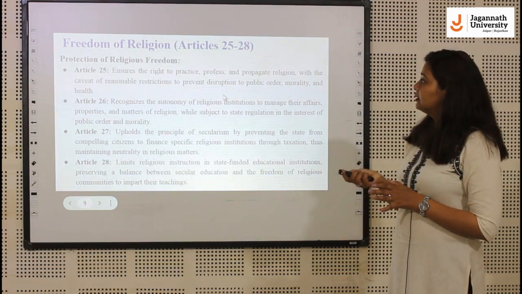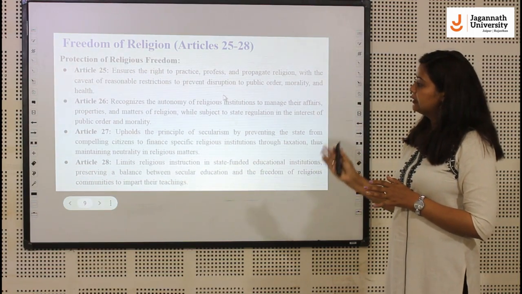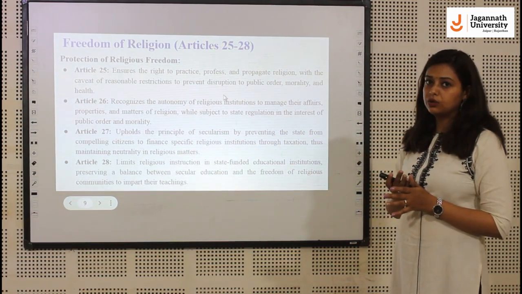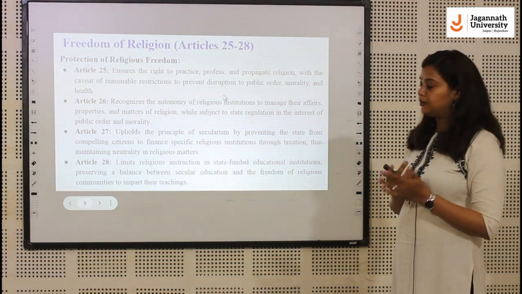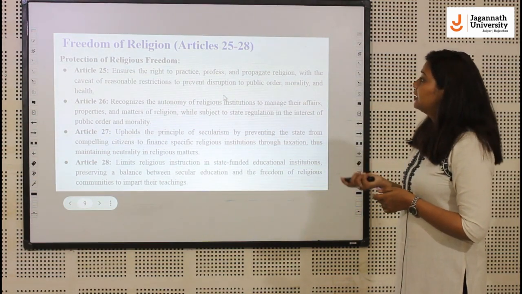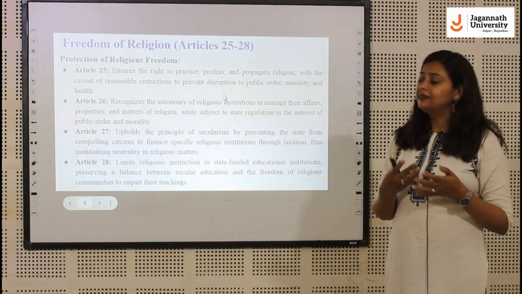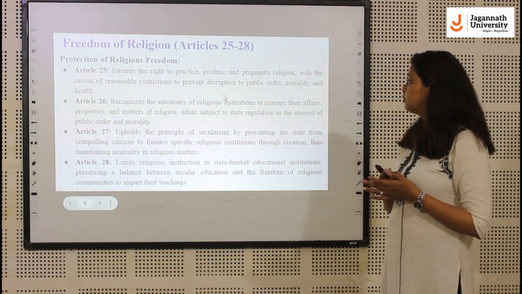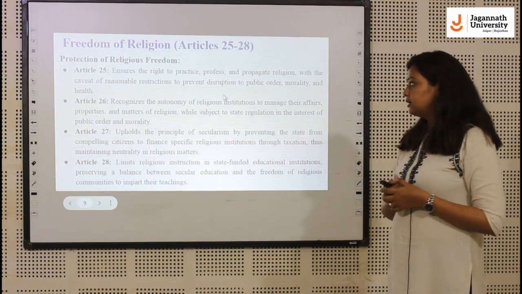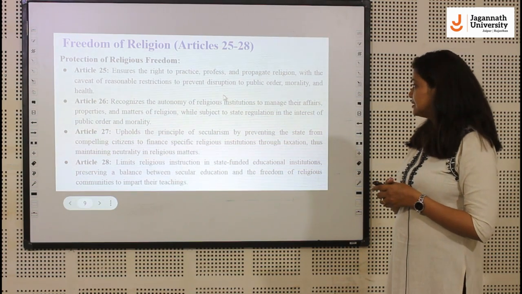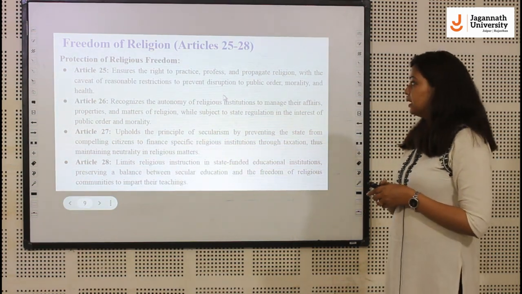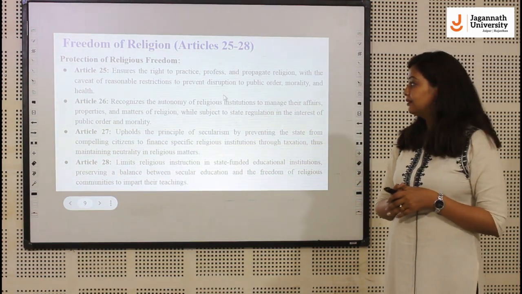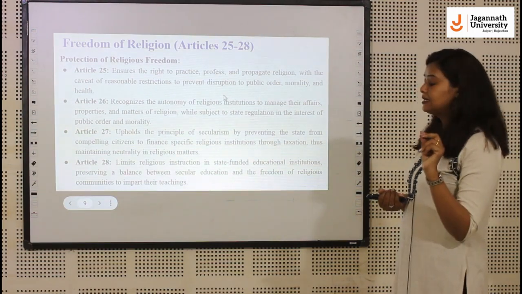So, freedom of religion we have also bifurcated into particular articles, which provide protection of religious freedom. Article 25 protects the right to propagate, profess and practice any religion a person has, with reasonable restriction to prevent disruption of public order, morality and health. Article 26 recognizes the autonomy of religious institutions to manage their own affairs. Article 27 upholds the principle of secularism by preventing the state from compelling citizens to finance specific religious institutions.